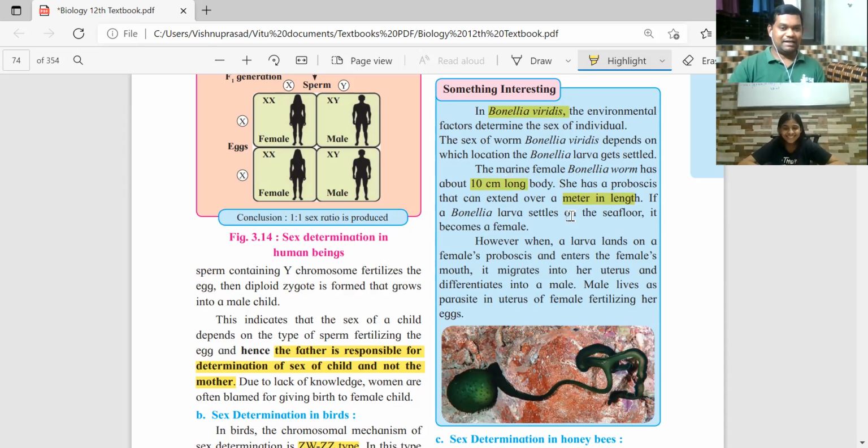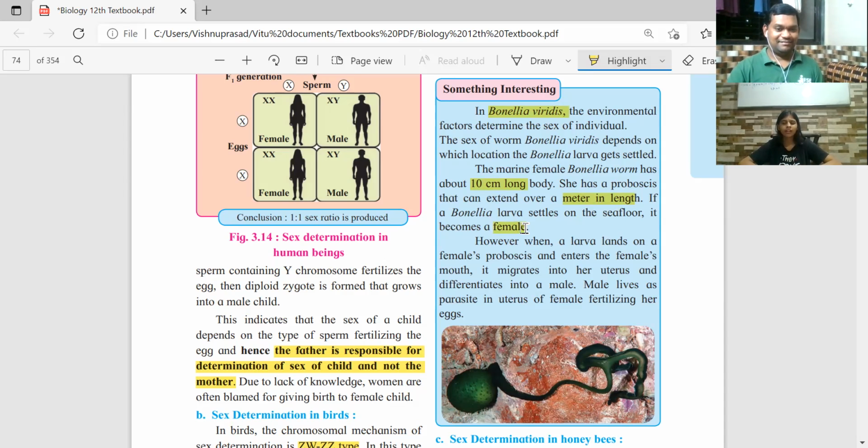And after fertilization, that zygote turns into a larva. Zygote में से develop होके embryo बनते हैं, embryo का larva बनते हैं. Now, when many larvae are released after fertilization, those larvae which settle on the sea floor, ये पानी में रहने वाला worm, तो sea floor में जाके जो larva settle होगा वो female बने.